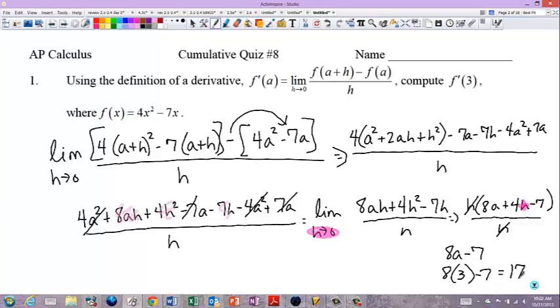I'll show you where your points came from. You got a point for filling it in correctly into the definition of the derivative. You got a point for canceling, getting to here. You got a point for factoring out your h and getting to the derivative, and you got a point for 17. If all you did was take the derivative and get 17, you got a point.